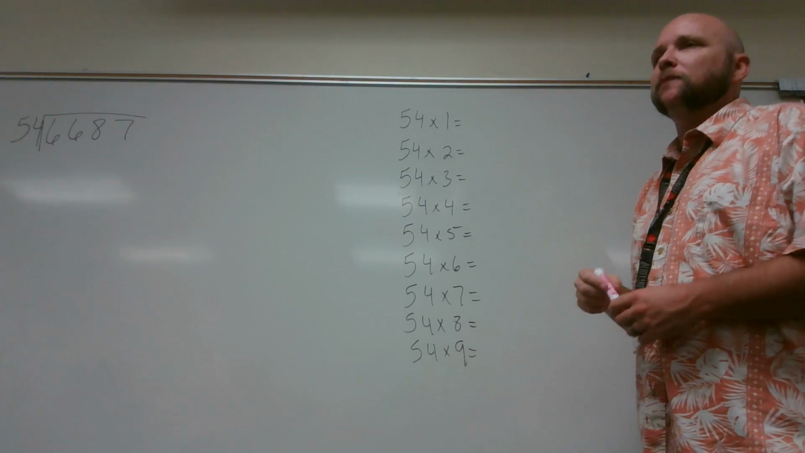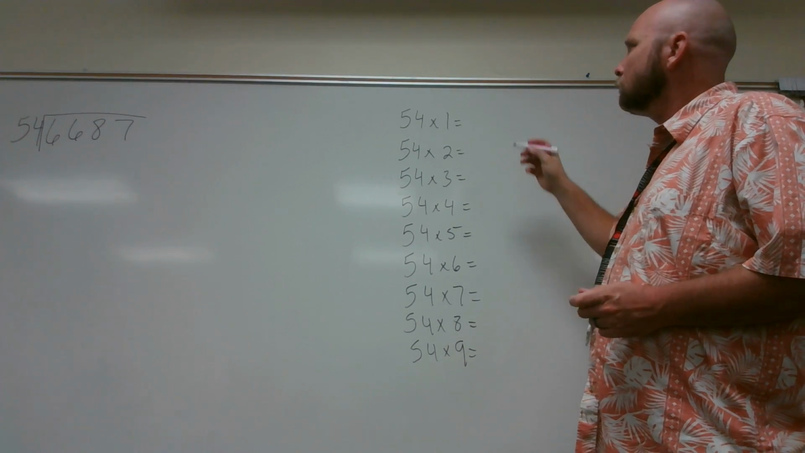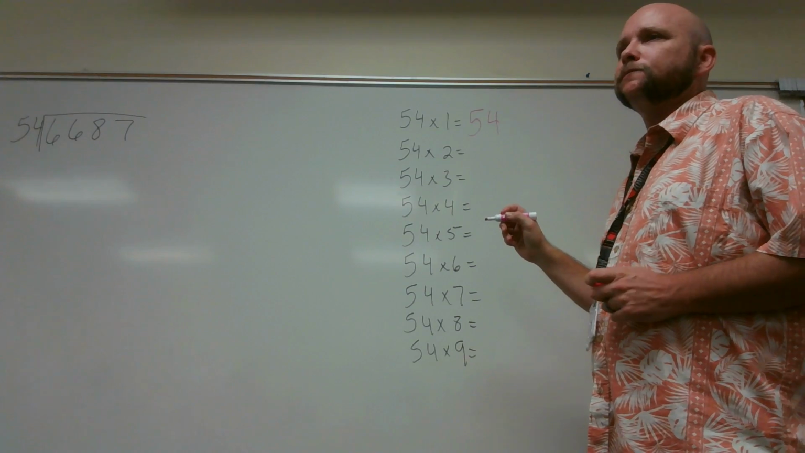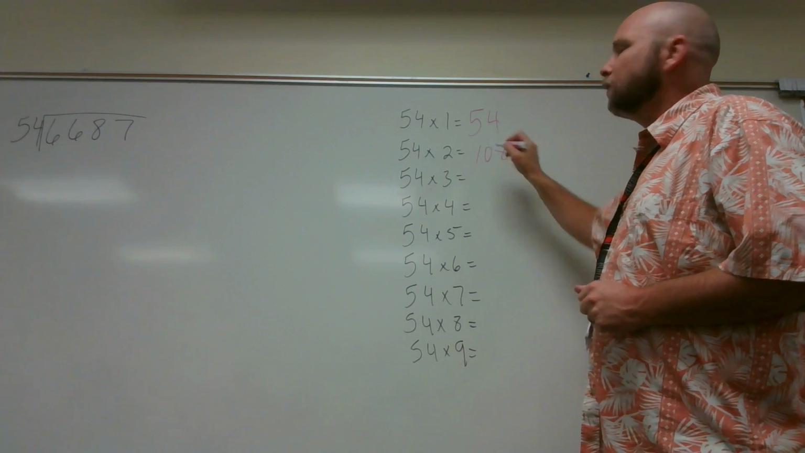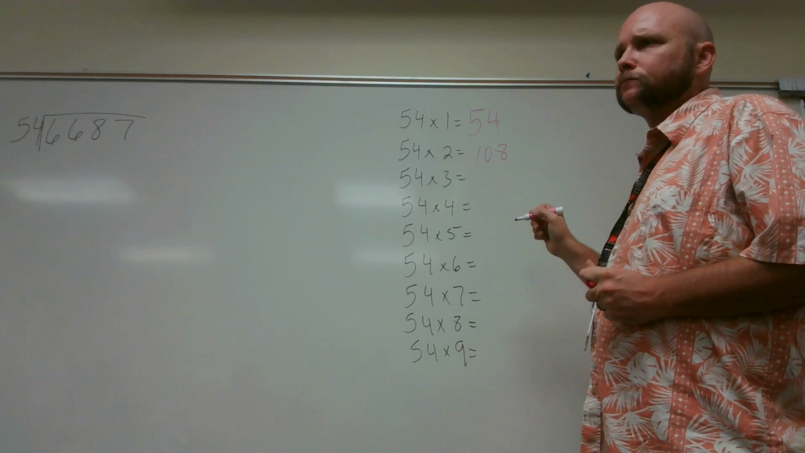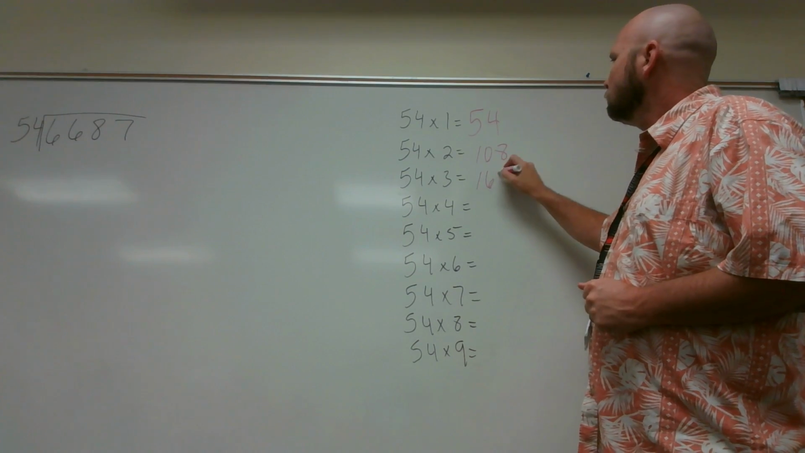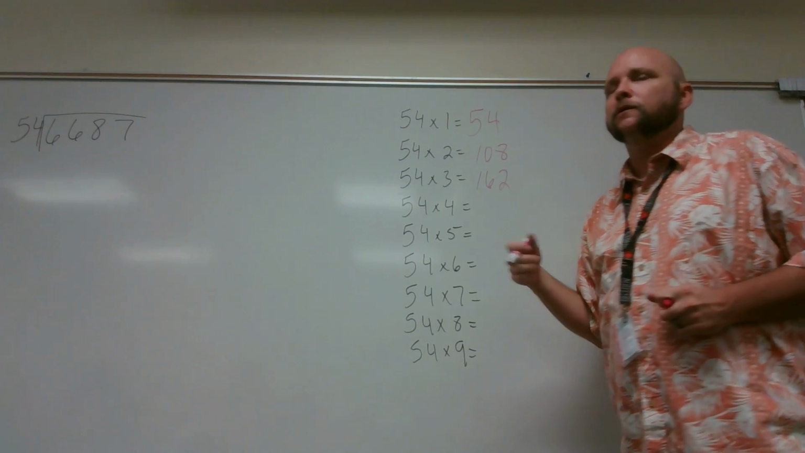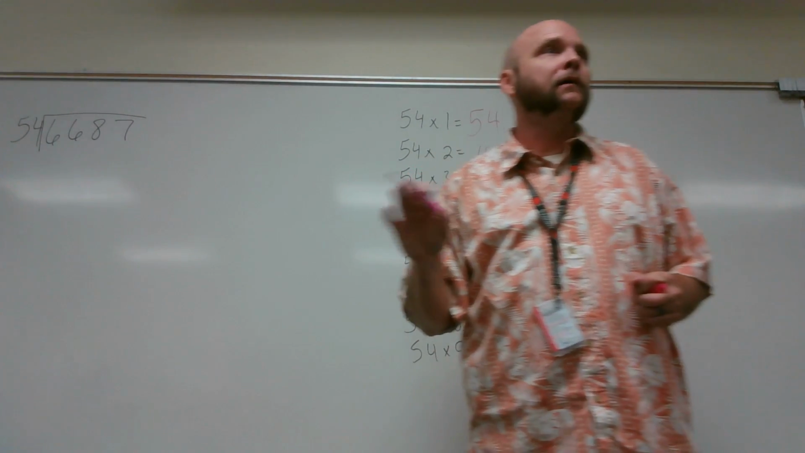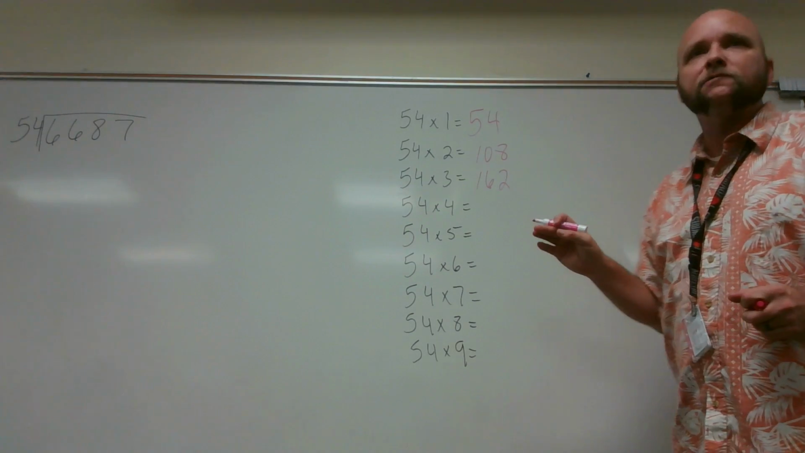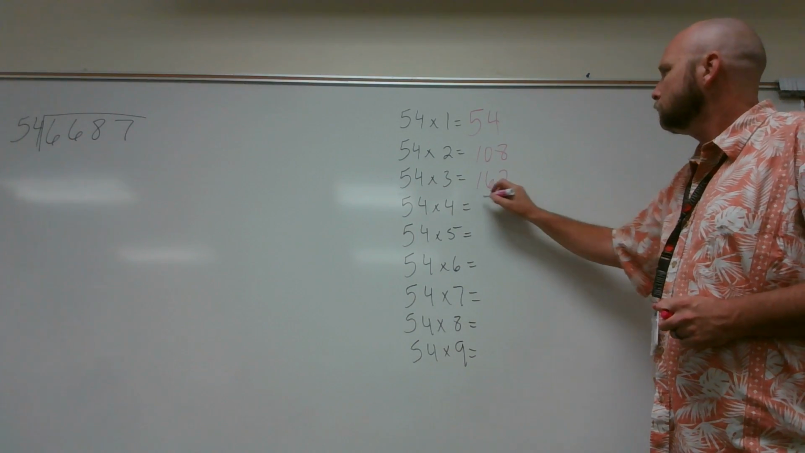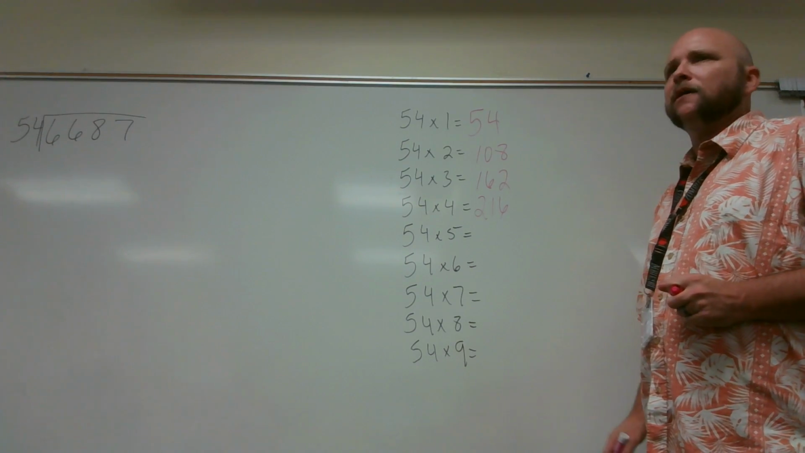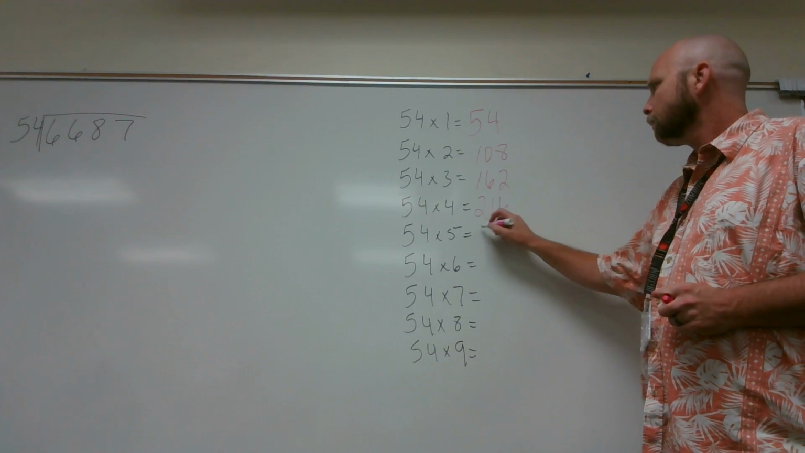What is 54 times 1? 54. Good. 54 times 2? 108. Savannah, 54 times 3? 162. Now please be watching as we go through this, because I'm just taking their word, and you can't trust everybody. Christopher, 54 times 4? 216. Anton, 54 times 5? 270.